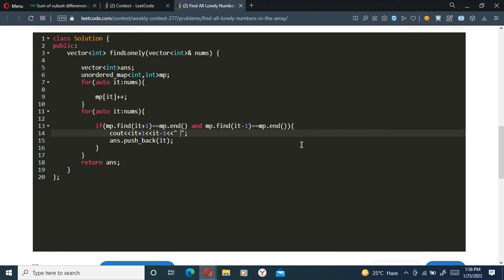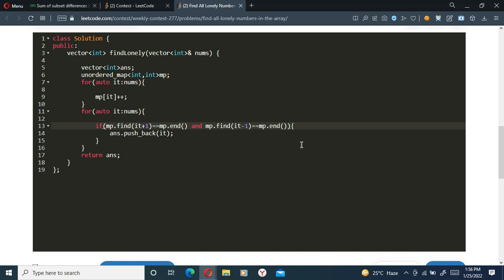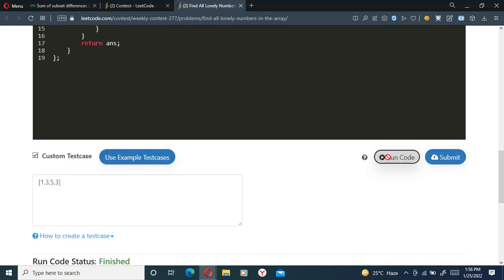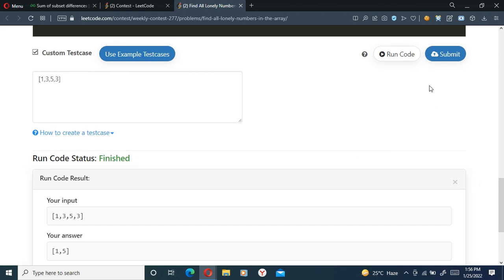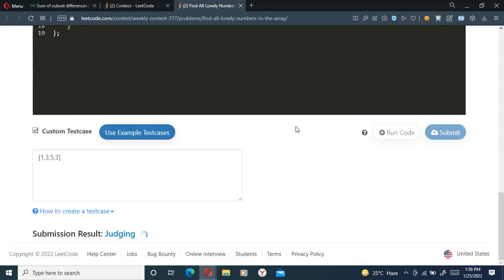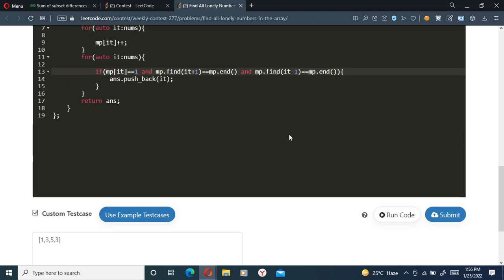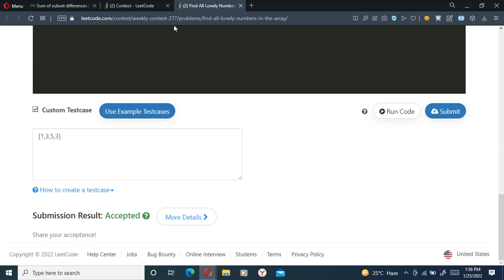And there should also be one more condition added here. This MP of IT is equals to 1. The value of IT should also be equals to 1. That means it is present only once. Yep. Let's submit this. This should work. 10 to the power 5, right? Yeah, it should work. 10 to the power 5 should work.